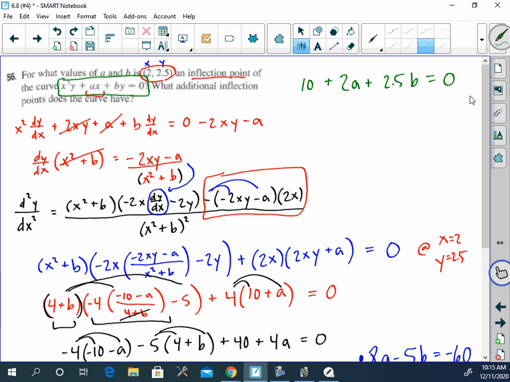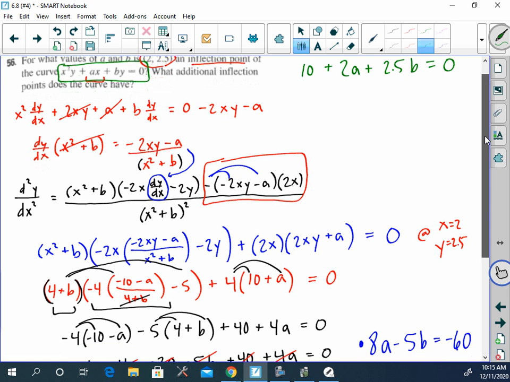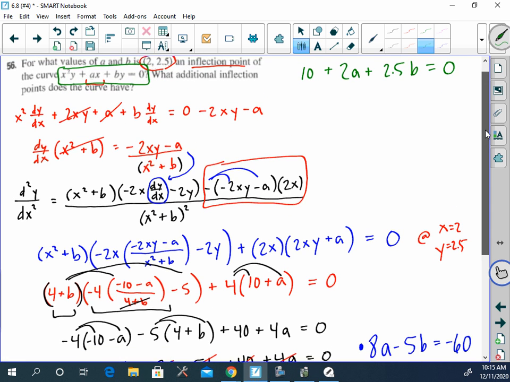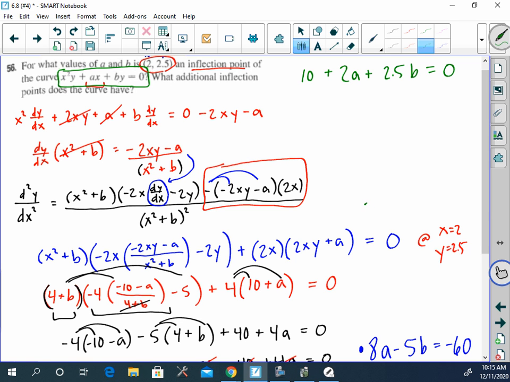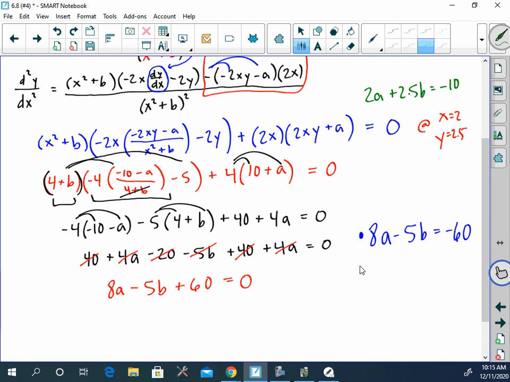Does that look right? And now I've got 2 equations and 2 variables. So I'm going to rewrite this down here so I can see it when I scroll: 2a plus 2.5b equals negative 10. I'm just going to write it right below this one.